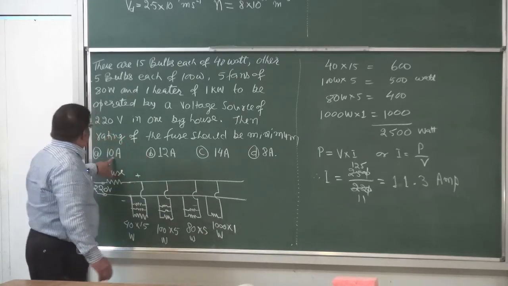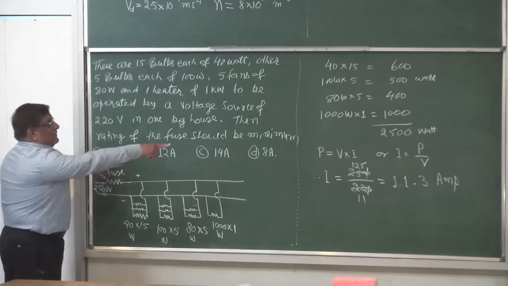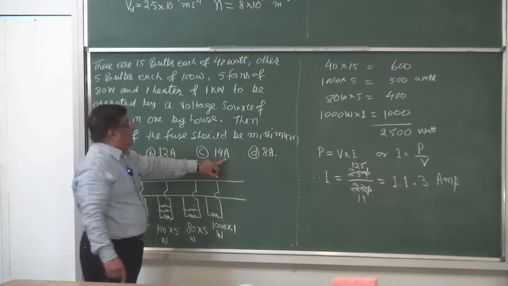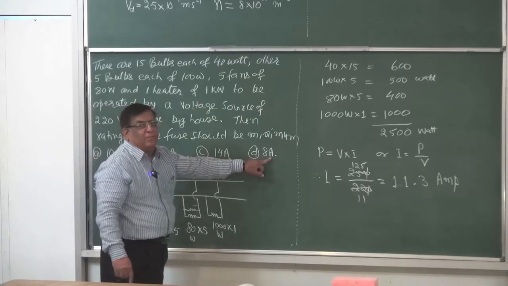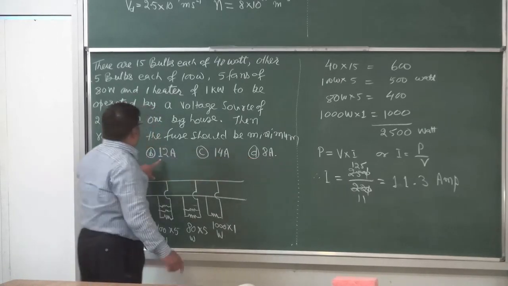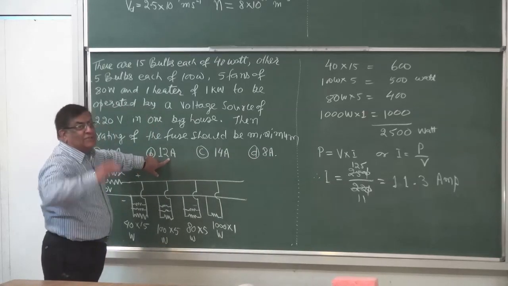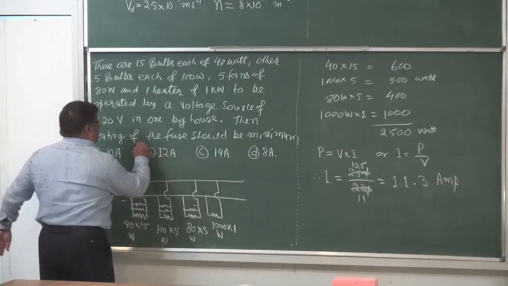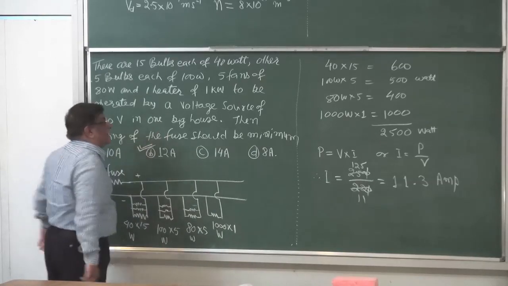So if the fuse is 10 ampere, with 11.3 it will blow, with 12 ampere it will not blow, 14 ampere will not blow, 8 ampere will blow. So which is the nearest one? 12 ampere. It should be higher, but nearest. So this is our right answer, 12 ampere.